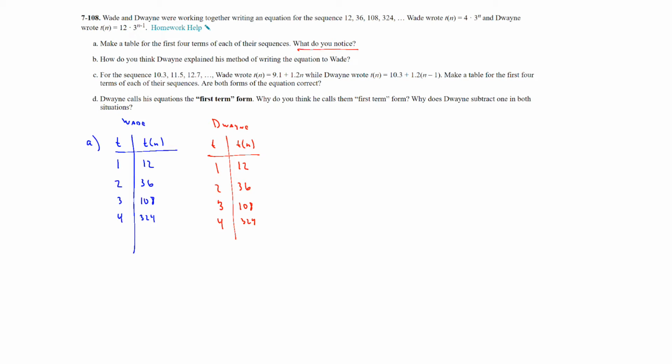And then for part B, how do you think Dwayne explained his method of writing the equation to Wade? And there's a couple different things. You obviously could write here.